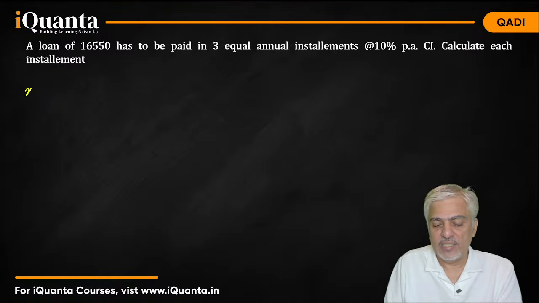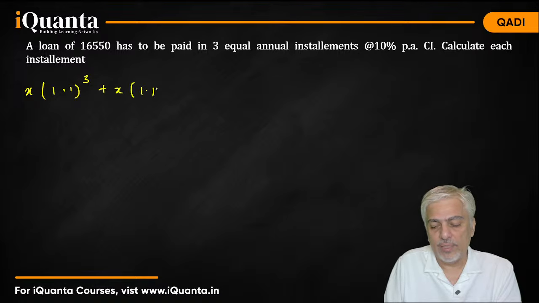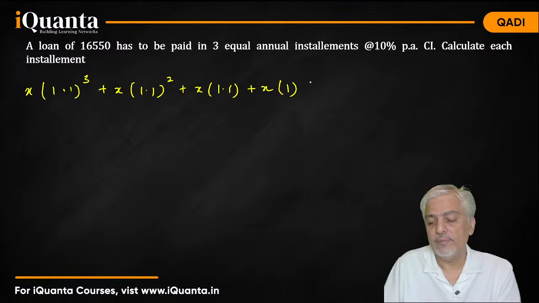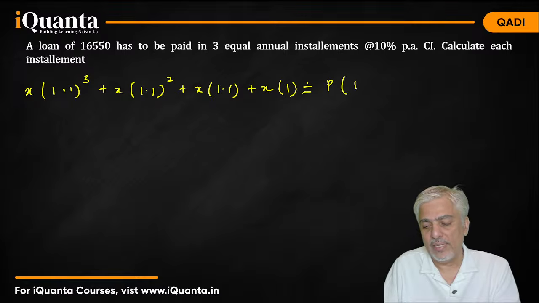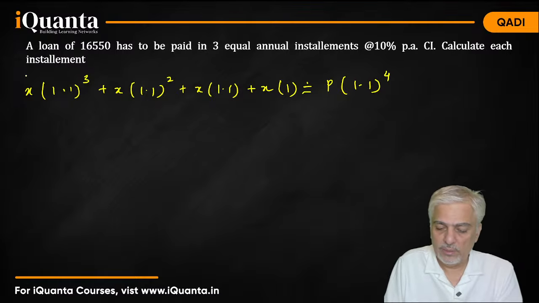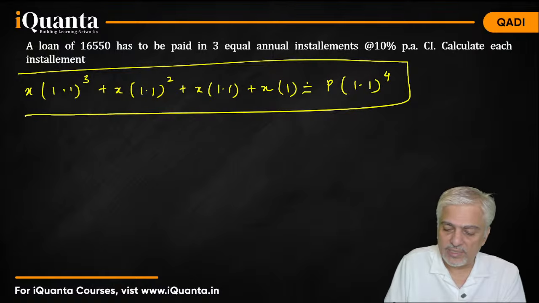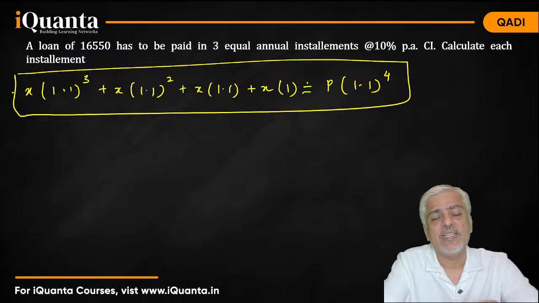You would do the first x into 1, suppose 10% here, so 1.1 raised to 3 plus x into 1.1 raised to 2 plus x into 1.1 plus x into 1, equal to whatever is the principal which you had borrowed into 1.1 raised to 4. So if there were 4 years, you will do this exact same method every time.